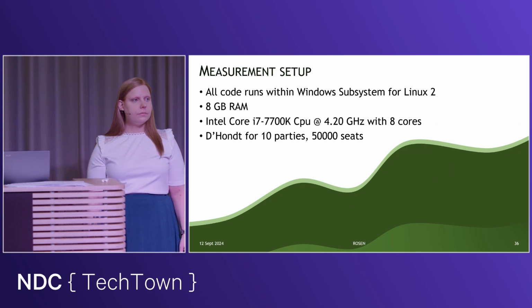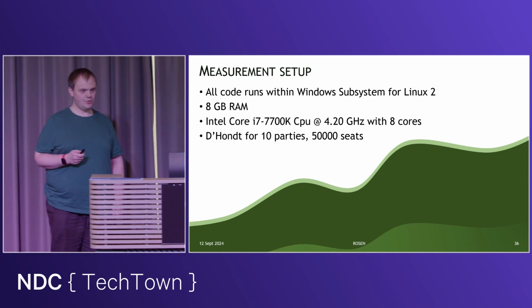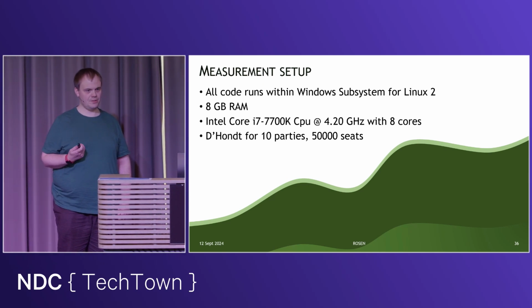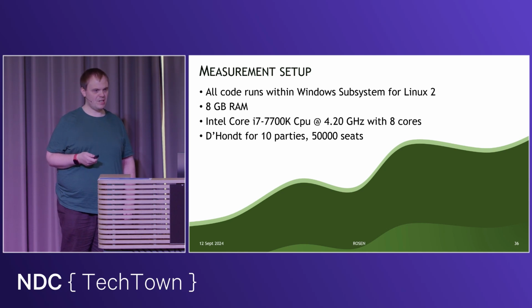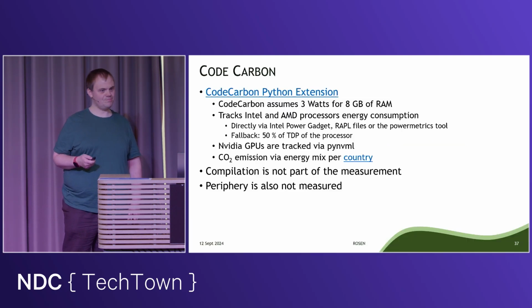Everything is executed on a machine with an Intel Core i7 processor and 8 GB RAM. The computer is a Windows machine, but the code is executed within the WSL. All programming languages receive the exact same input, which is 10 parties competing for 50,000 seats, which is hard-coded into the source code. No file access or network communication is done. The only I/O is printing the results for the 10 parties to the console output after the calculation has finished.